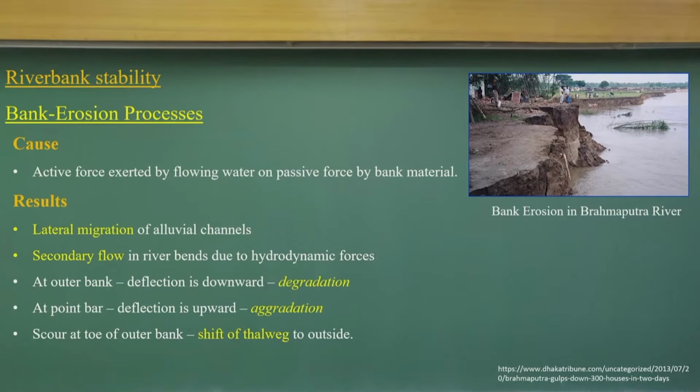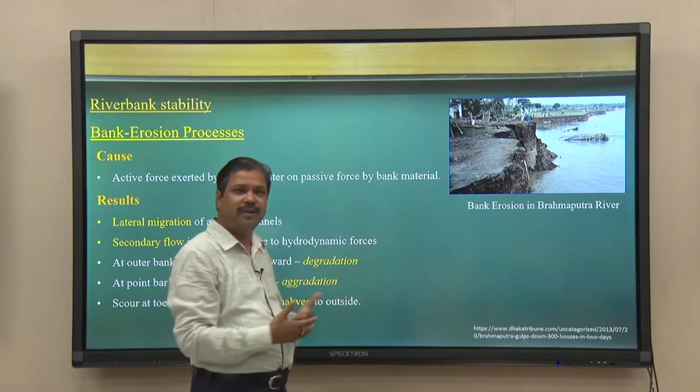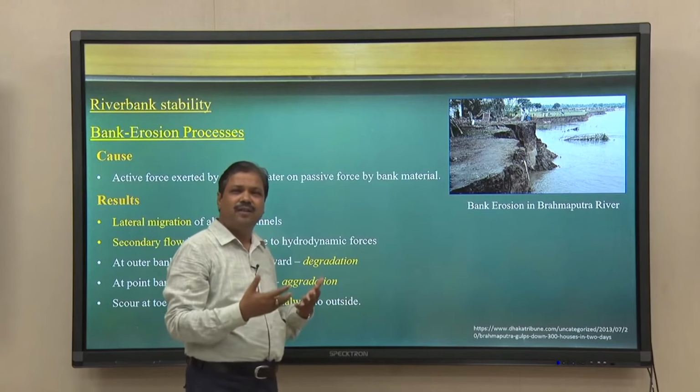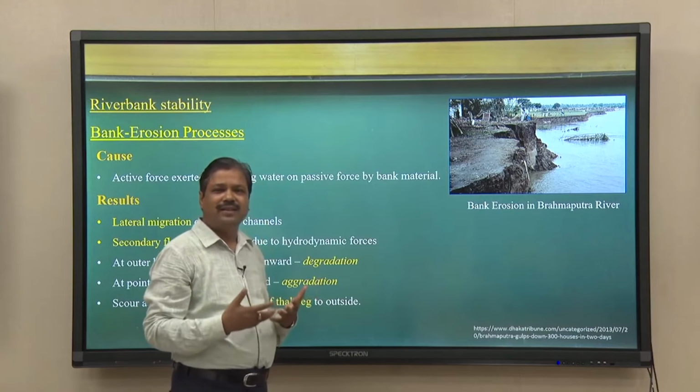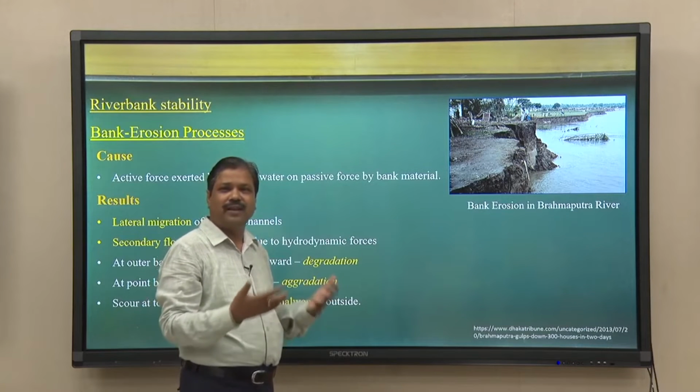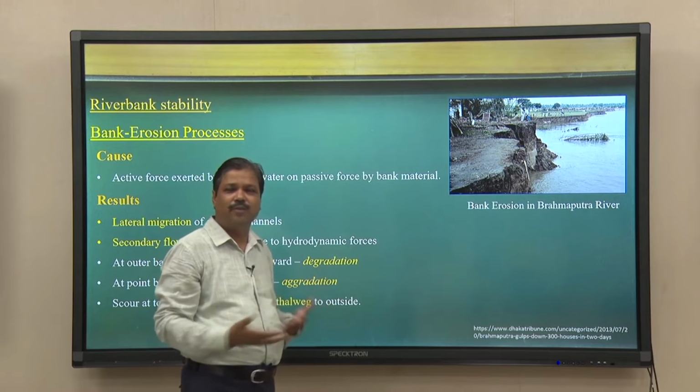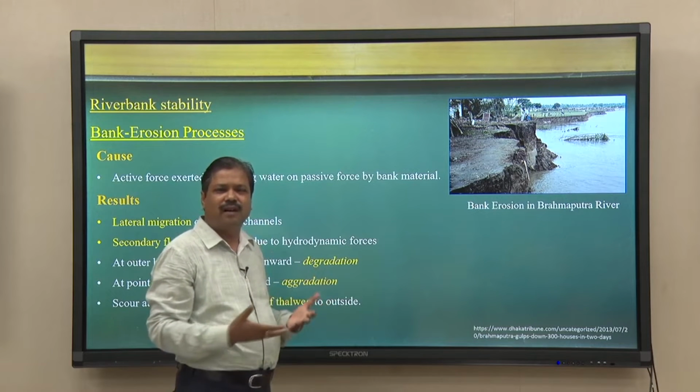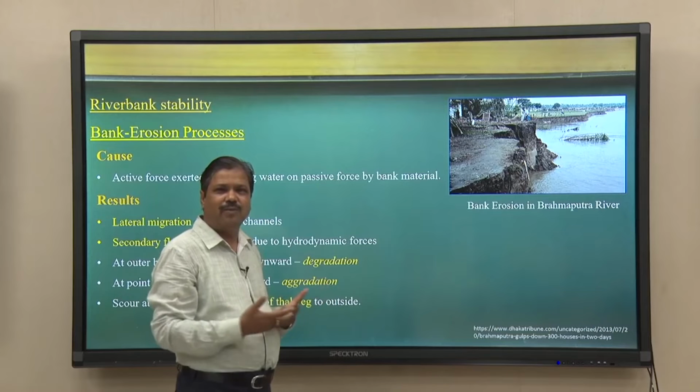If you look at the monsoon periods or the flood periods, bank erosion, losing the land mass, is quite inevitable, in a river like Brahmaputra, or alluvial rivers. Every year we hear about this.